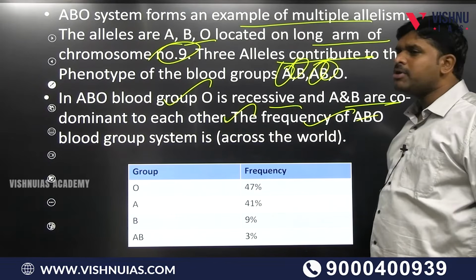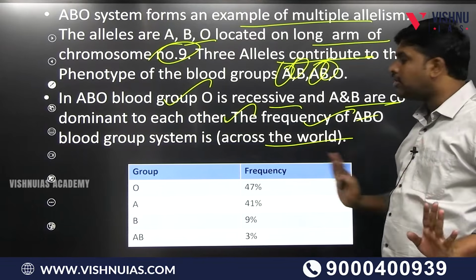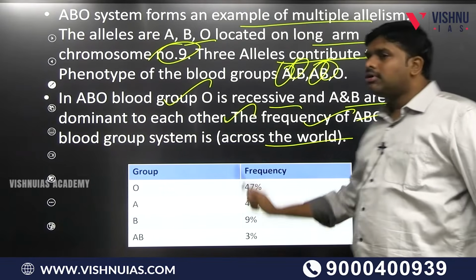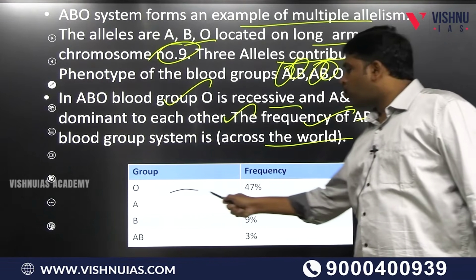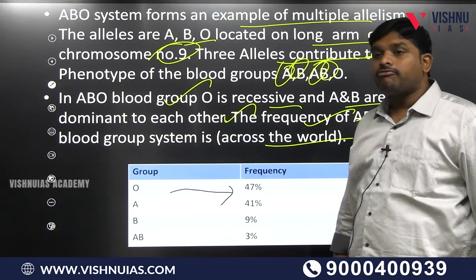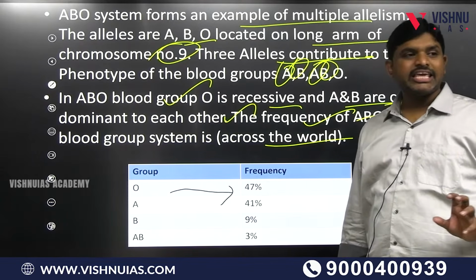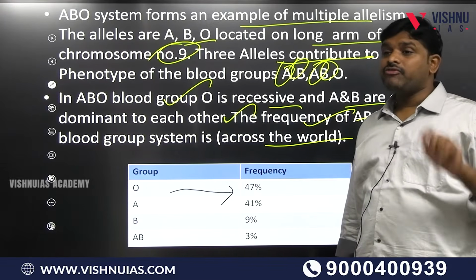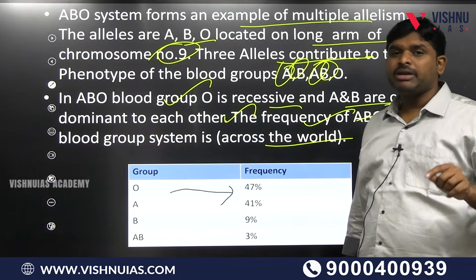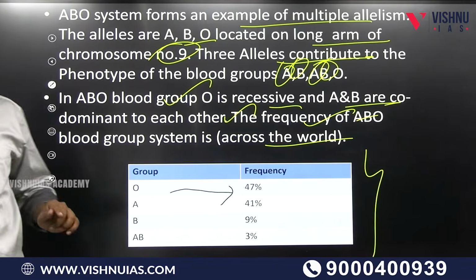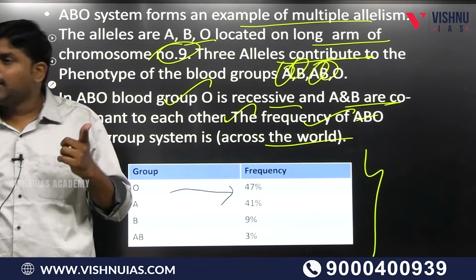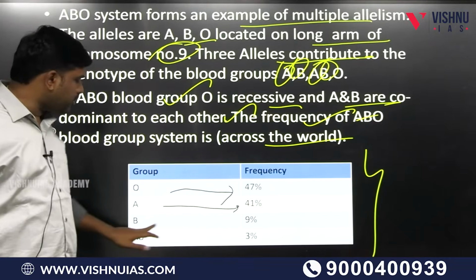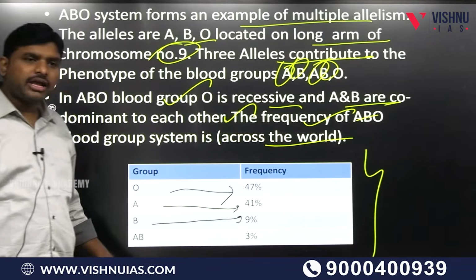The frequency of the ABO blood group system varies across the world. For example, in the world, how many people have O blood group? 47% are there, which means they can give blood. 47 means approximately 50% of the population can share their blood. So, O blood group is what? Universal donor. Approximately 50% of the population can give. A, how many? 41%. B, how many? 9%.